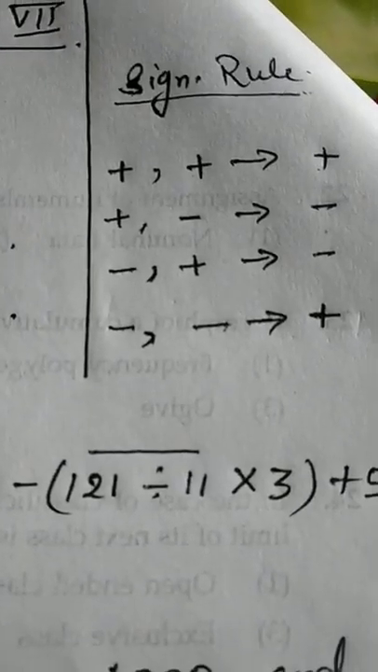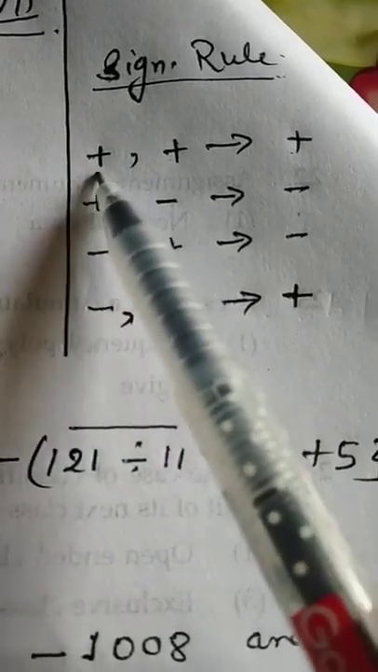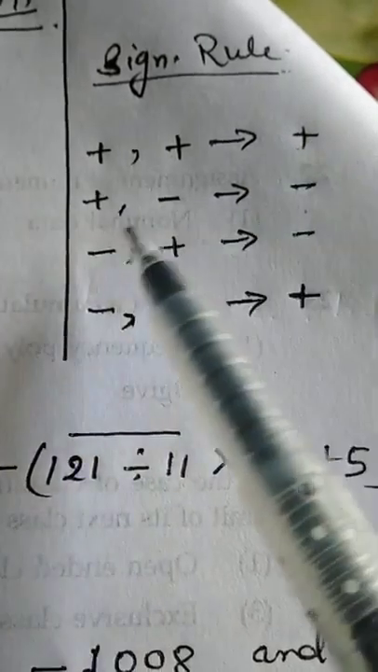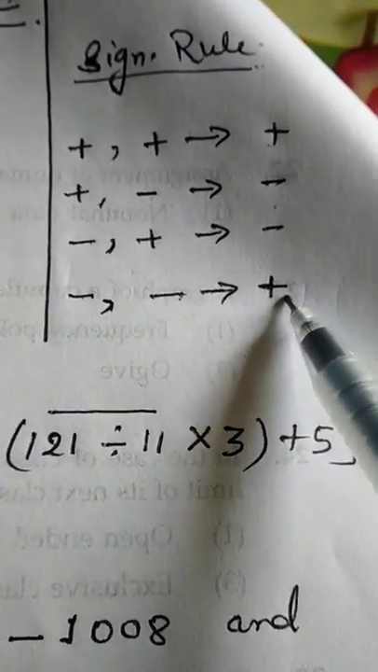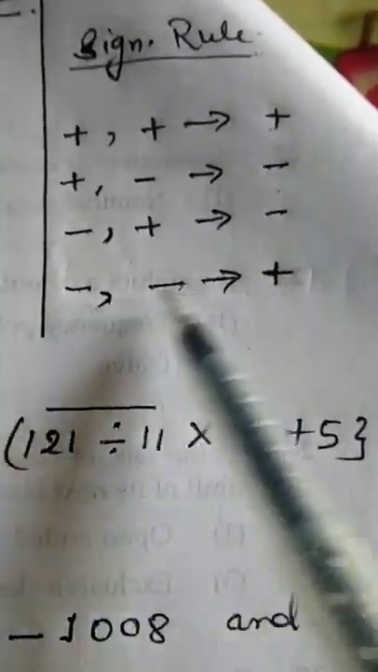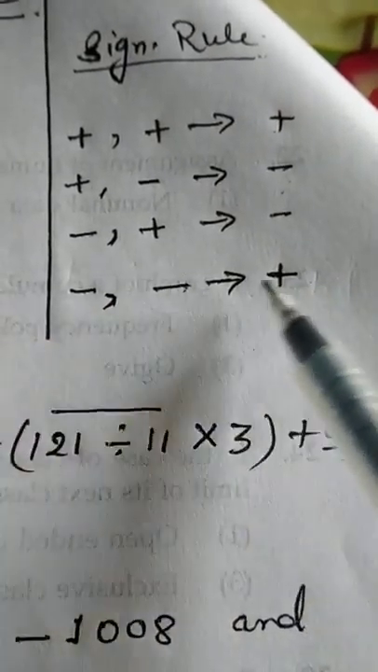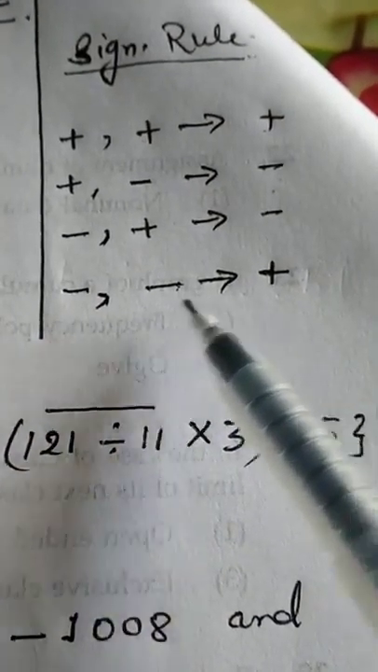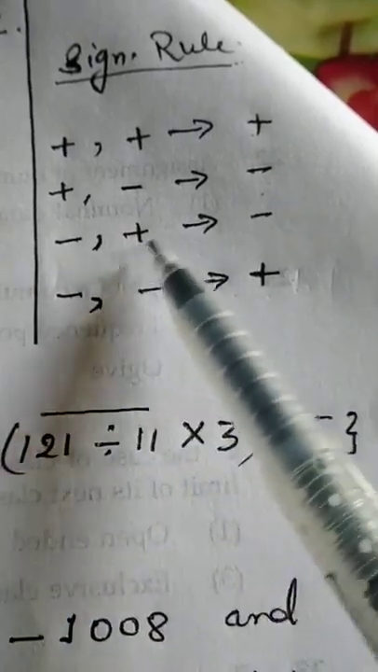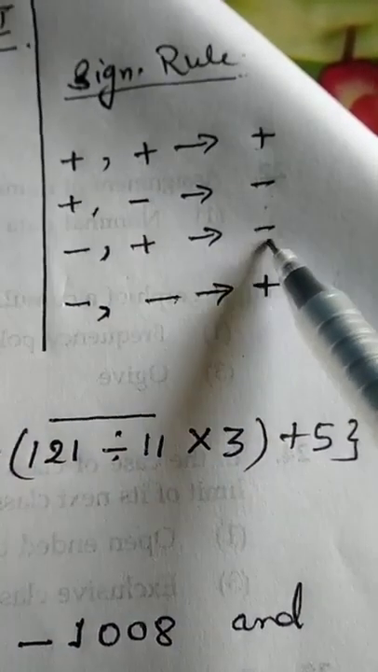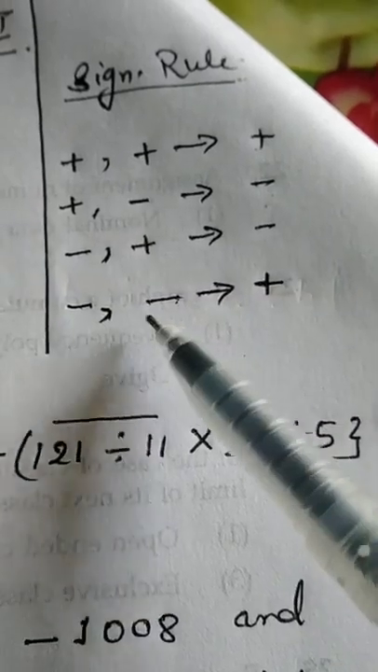So these are integers. Here are some sign rules also. You can see this sign rule. Plus plus always gives plus, plus minus gives minus, minus plus gives minus, and minus minus will also be plus. But we always give the sign of the bigger number whenever we are doing addition or subtraction. Minus plus we will do operation minus, but we will always give the sign of the bigger number in addition or subtraction. But in multiplication and division what happens?